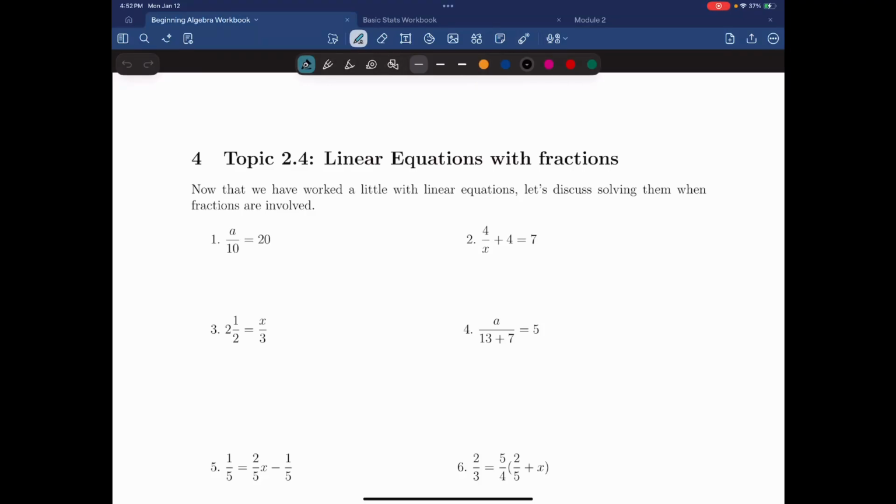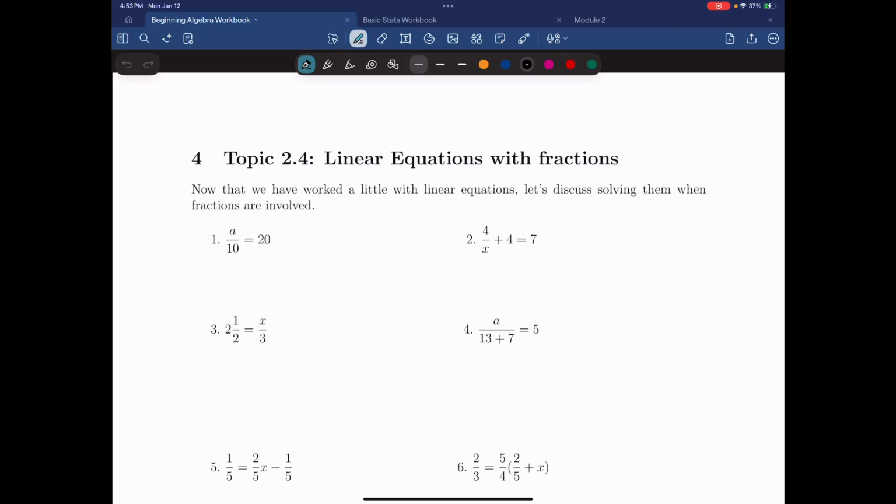Now that we have worked a little bit with linear equations, we're now going to bring fractions into the mix and see different kinds of linear equations and different kinds of methods and how to solve linear equations when we have fractions. So looking at example 1, we have a over 10 equals 20.